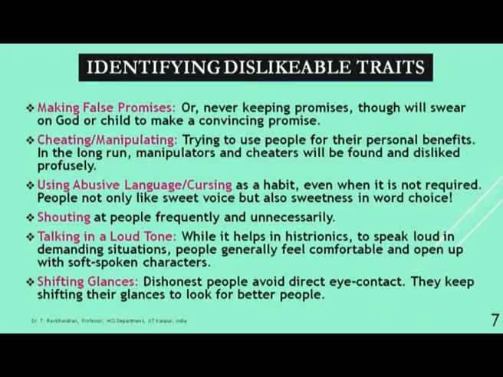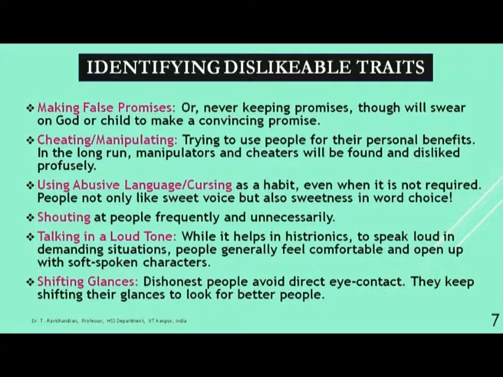Combined with this is the next dislikable trait, that is cheating or manipulating. Now, some people think that other people are meant for using only. In fact, you can use anything but not people. So, they try to use people for their personal benefits by manipulating, by cheating, thinking that others do not know that they are being manipulated. But in the long run, manipulators and cheaters will be found and disliked profusely.